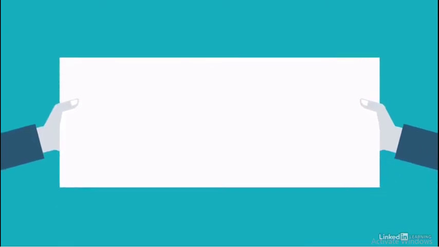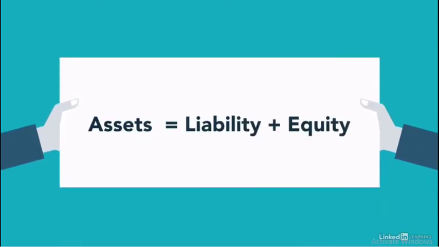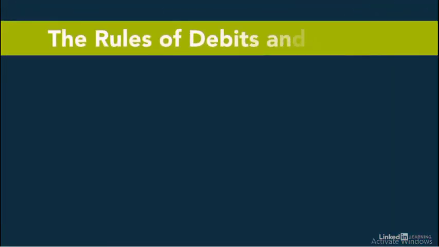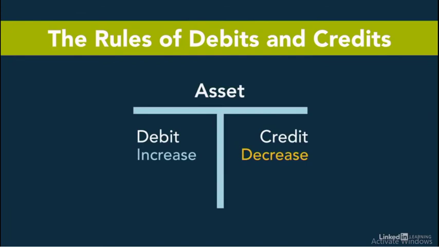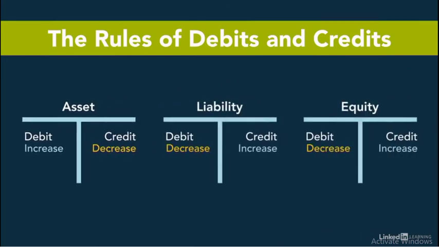Let's review what we now know. First, the accounting equation. Assets equal liabilities plus owner's equity. That must always balance. Always. Second, debit means left and credit means right. That's all. Debit left, credit right. Third, assets go up with debits and down with credits. For liabilities and owner's equity accounts, it's exactly the opposite. They go up with credits and down with debits.